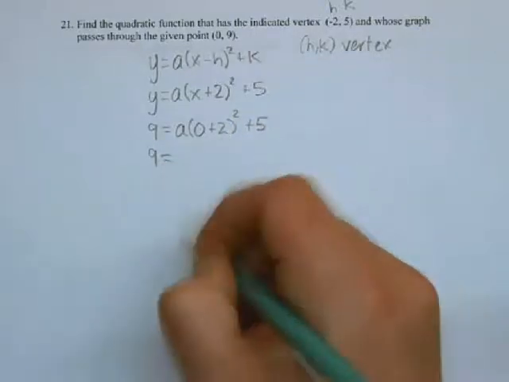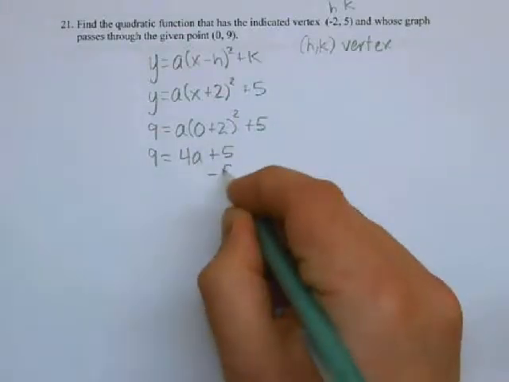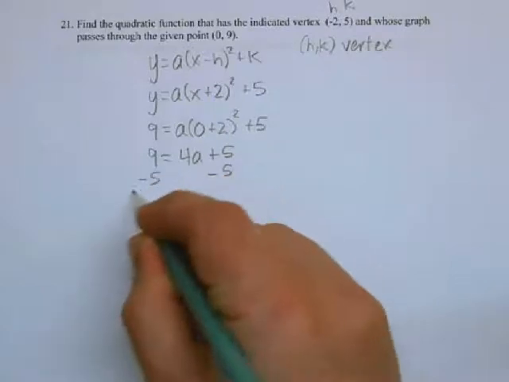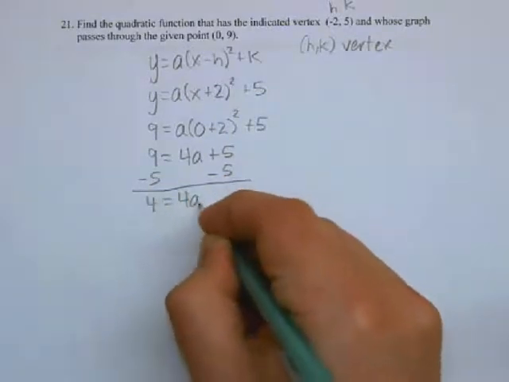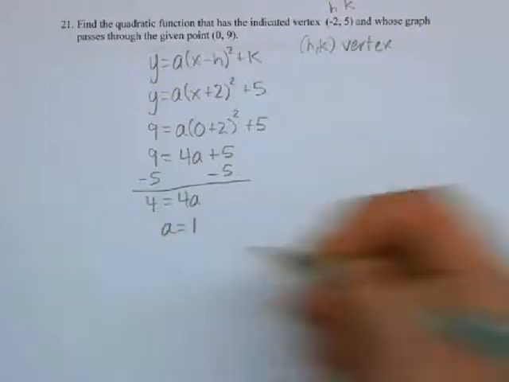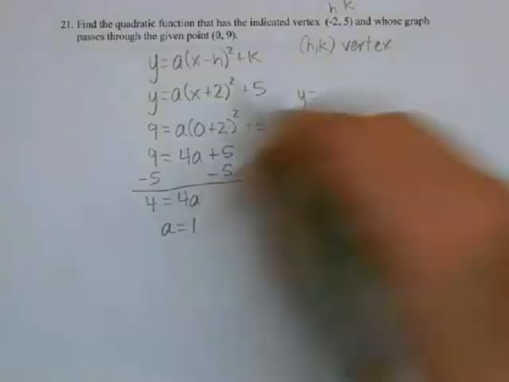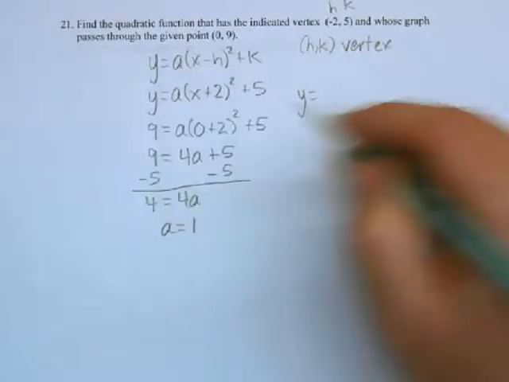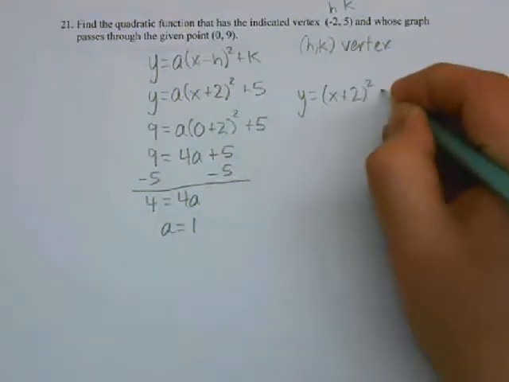2 squared is 4, so we get 4a plus 5. And then we solve for a. And we get a equals 1. Now since a equals 1, we're not going to write it. It's just implied that it's there. So we get y equals the quantity x plus 2 squared plus 5.